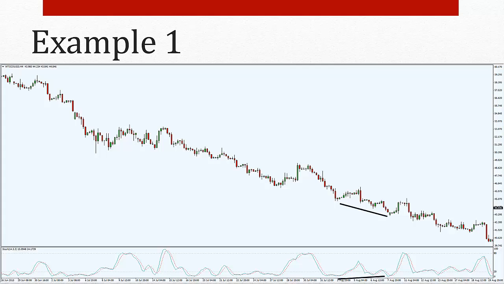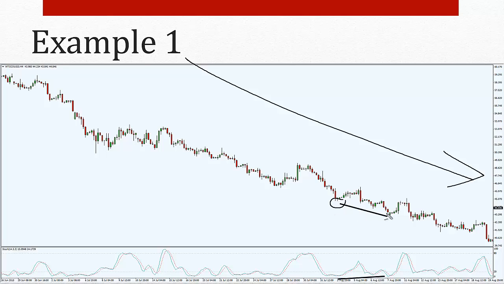So look at this example. This is the chart of crude oil. This is the 4-hour chart, and clearly over here, you know that the trend is down. You see a series of lower highs and lower lows. The trend is very obvious. It is towards the downside. But on this chart, you also notice that there is a bullish divergence.